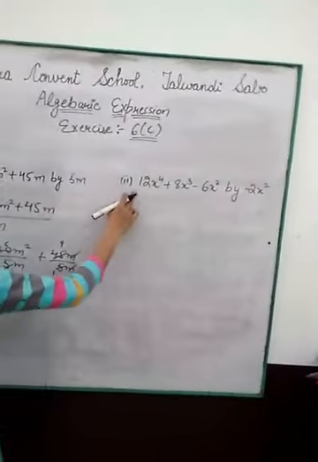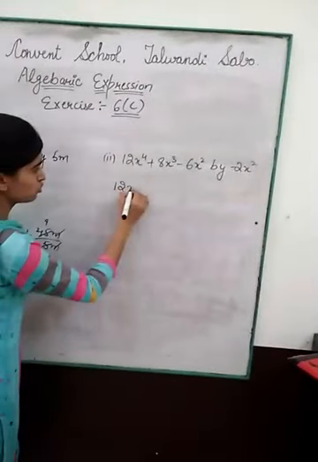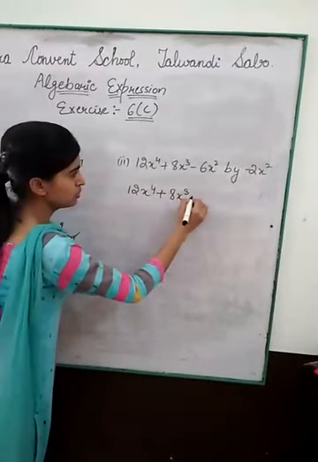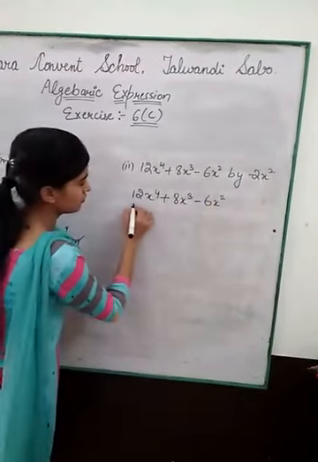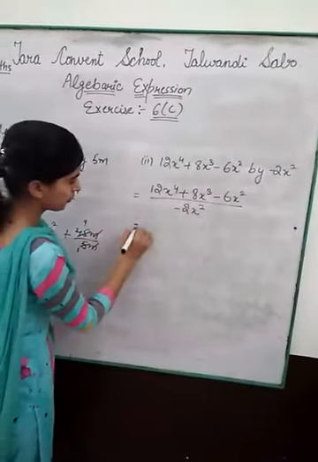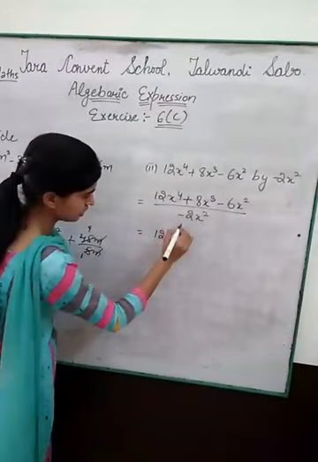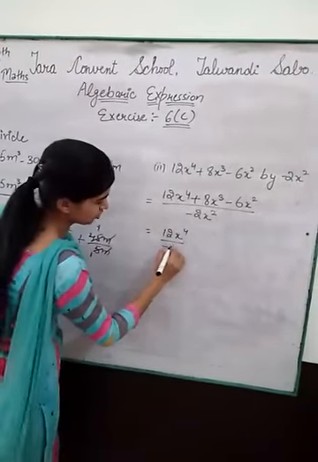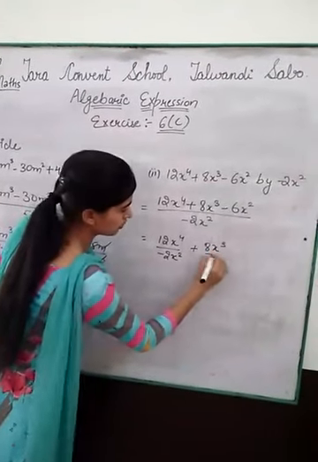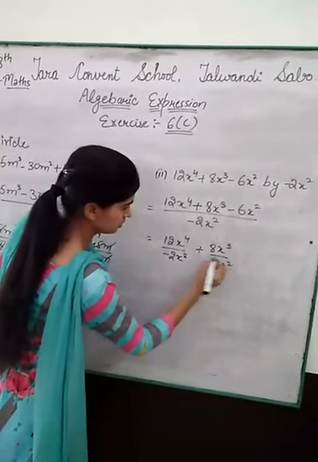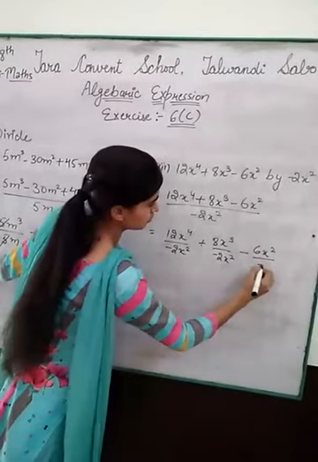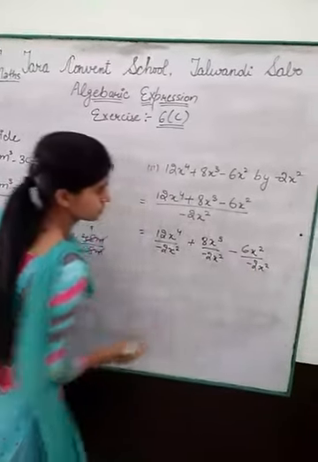Okay. Now we want to divide these both. We have given 12x raised to 4 plus 8x cube minus 6x square. We want to divide this with minus 2x square. Okay. Now we can write downside of each numerator: 12x raised to 4 upon minus 2x square plus 8x cube upon minus 2x square minus 6x square upon minus 2x square.